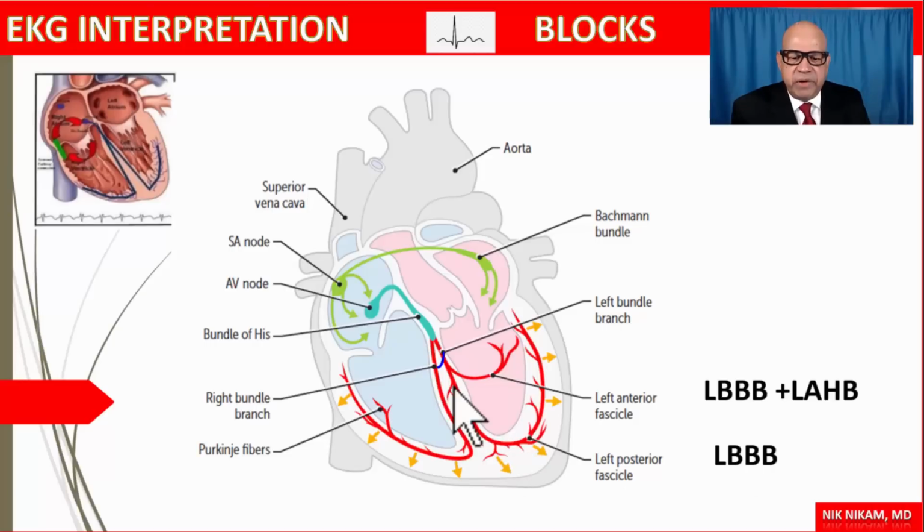If the conduction disturbances are below the origin of the left anterior fascicle, we may have just a regular left bundle branch block without evidence of left axis deviation or left anterior hemiblock. The right bundle branch has only one main trunk that traverses the right ventricular wall and provides a rich network of Purkinje fibers which activates the entire right ventricle in one stroke.